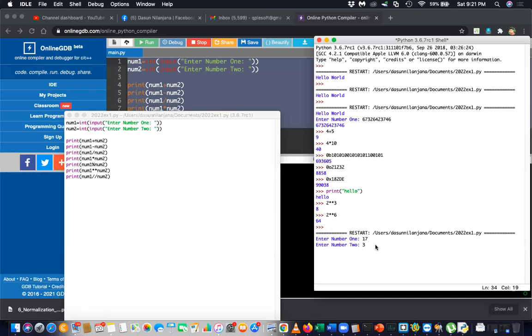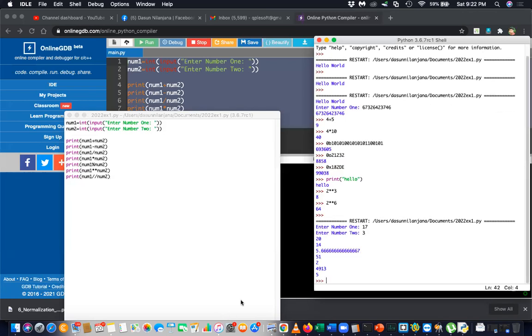So each of the 3 monkeys gets 5. 5 into 3 is 15 and what remains is 2. Then 17 to the power 3 is 17 into 17 into 17. And 17 floor divided by 3 is only 5, not 5.6.